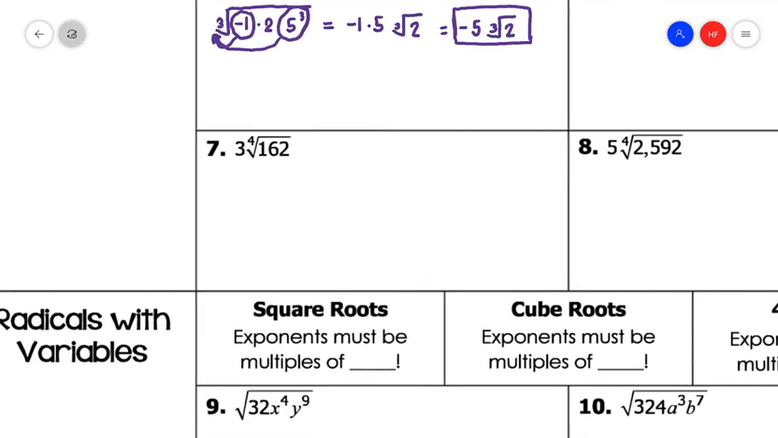Now number 7, we have 3 times the fourth root of 162. So that means I need 4 of a kind here. So I'm going to take the prime factors of 162 and put them underneath that radical. So it's 2 times 3 to the 4th. Because this has a power of 4, I know that whole set is going to come out to the front there. So this would equal 3 times the 4th root of 2. That's what's left over inside. 3 times 3 is 9, and then the 4th root of 2.